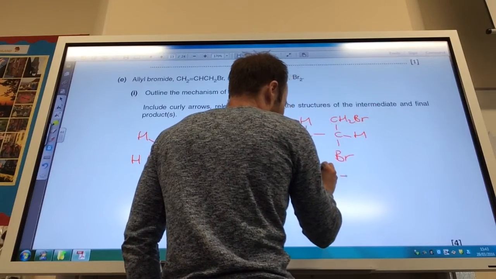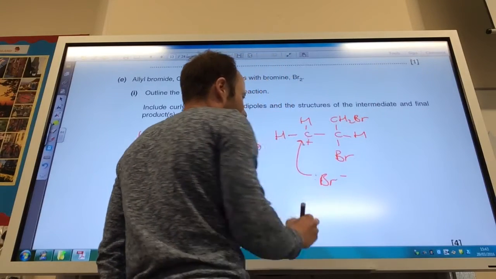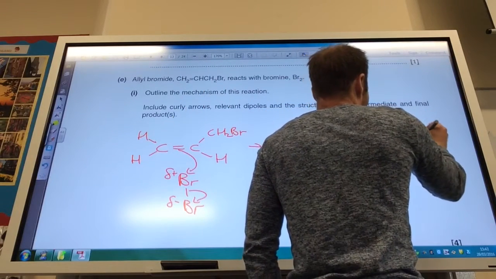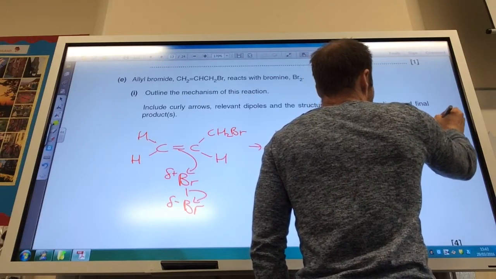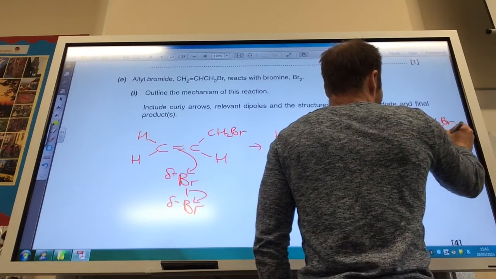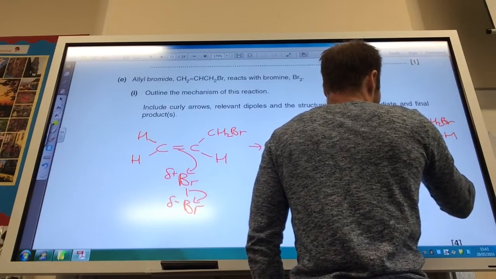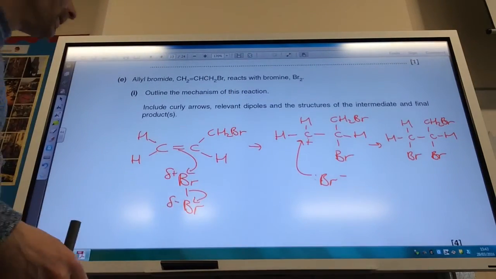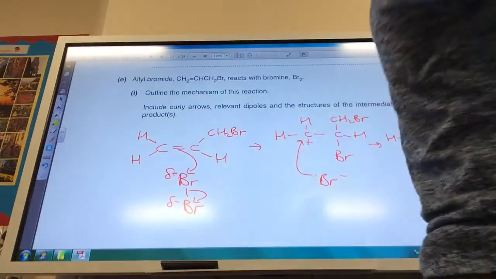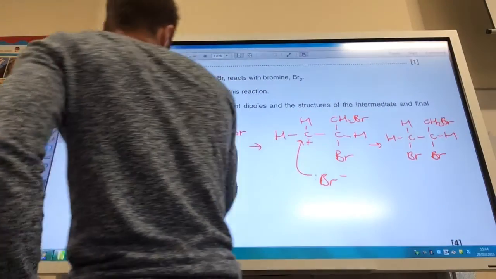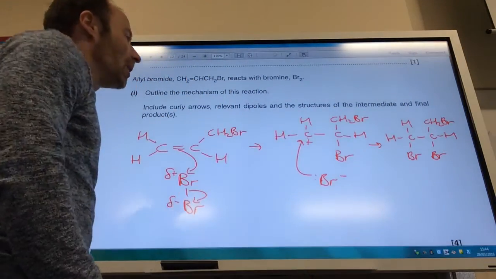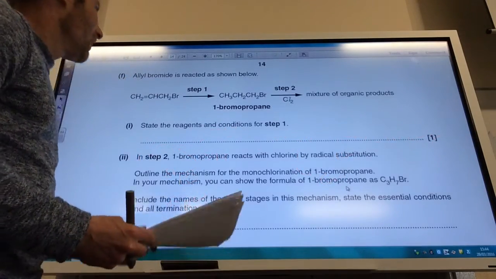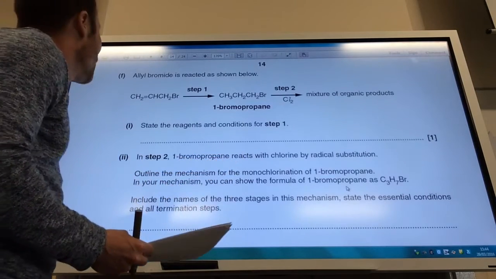And then Br minus, like so, comes in and pops onto that carbon with the positive charge there to give you my final product where I've added bromine across the bond, like so. And that mechanism is, of course, electrophilic addition. This is going to be an electrophile because it's attracting a double bond, and I've added bromine to that molecule across the double bond. Right, okay, so carrying on.